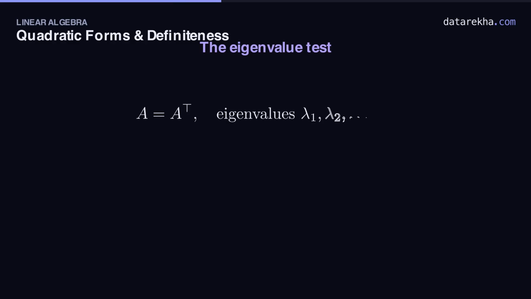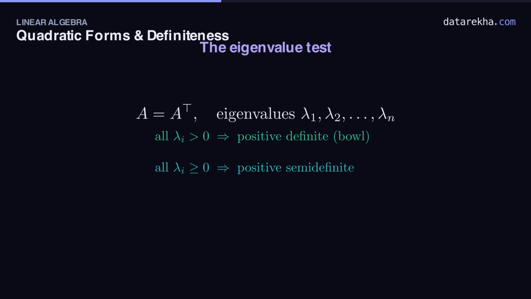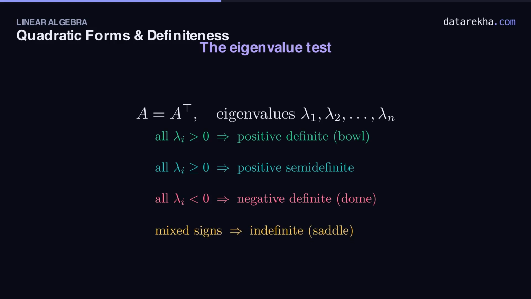Here is the first way to read the shape, and it is beautiful. For a symmetric matrix, the definiteness is decided entirely by the signs of its eigenvalues. If every eigenvalue is positive, the form curves up everywhere. A ball, positive definite. If every eigenvalue is 0 or positive, positive semi-definite, with a flat direction wherever one equals 0. If every eigenvalue is negative, it curves down everywhere. A dome. And the moment the signs are mixed, you have a saddle. Indefinite. That single mixed sign is the whole tell.